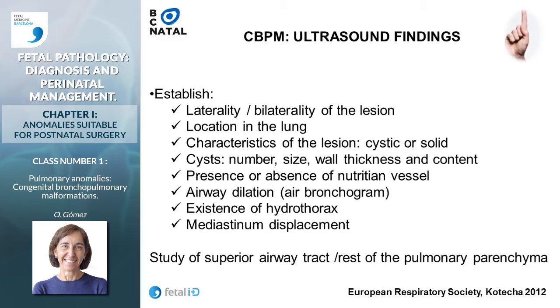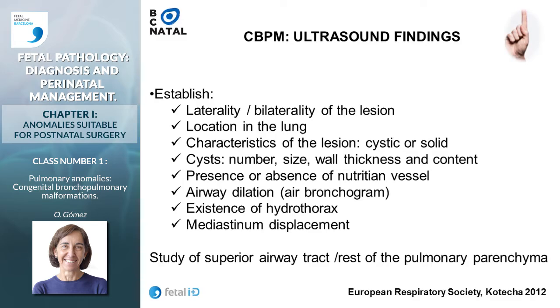The slide summarizes the ultrasound aspects to be detailed. Laterality of the lung injury, left or right. Location in the lung: upper, middle or lower lobe. Establish if the lesion is predominantly solid or has cysts. In the presence of cysts, we should detail size, wall thickness, and content. Presence or absence of a nutrient vessel by color Doppler evaluation. Dilation of the airway, existence of bronchogram. Presence of hydrothorax, displacement of the mediastinum. In addition, the upper airway and the rest of the healthy pulmonary parenchyma.